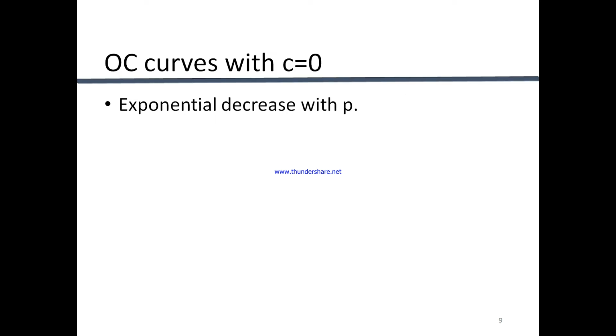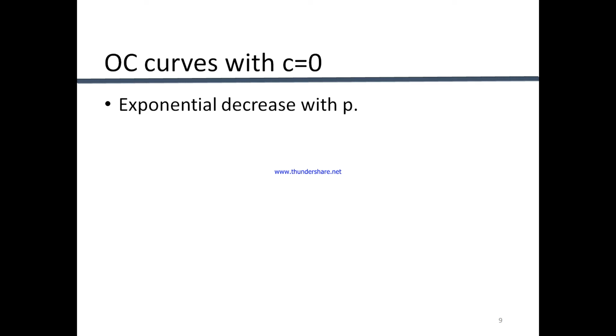The next thing is, what will happen to the OC curve if the C value is equal to 0? In the single sampling scheme, or the acceptance sampling scheme, if C value is equal to 0, that means we are going to accept that particular lot only when we have 0 defectives in our sample. That is actually a very rare case, where our sample is a perfect one. The probability of having such a sample is very low.